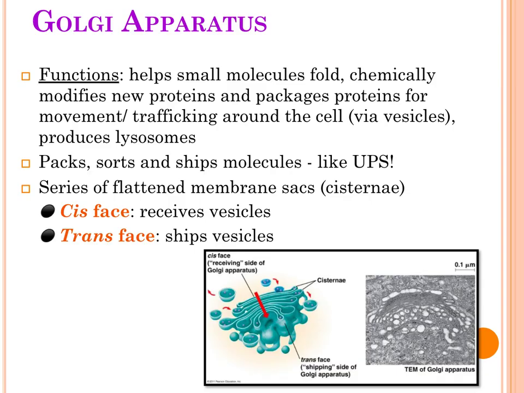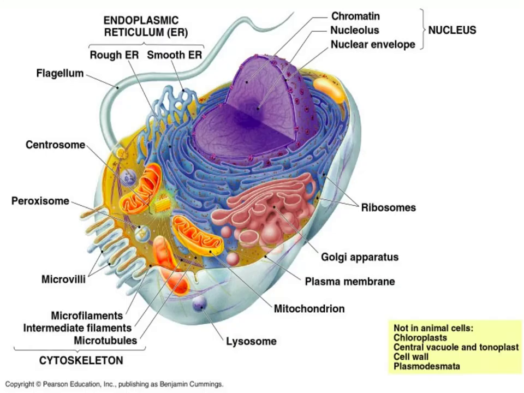So the difference between smooth and rough ER and what they do, their location in the cell. If you look here, here's your nucleus, there's your rough ER. It's usually snuggled right up against the nucleus. Your smooth ER, usually the rough ER and Golgi are near each other because they are communicating, but there's space around the Golgi so that it can pinch off those vesicles as well.